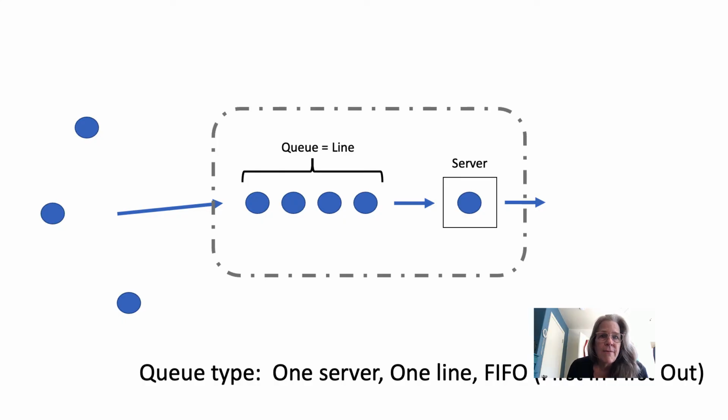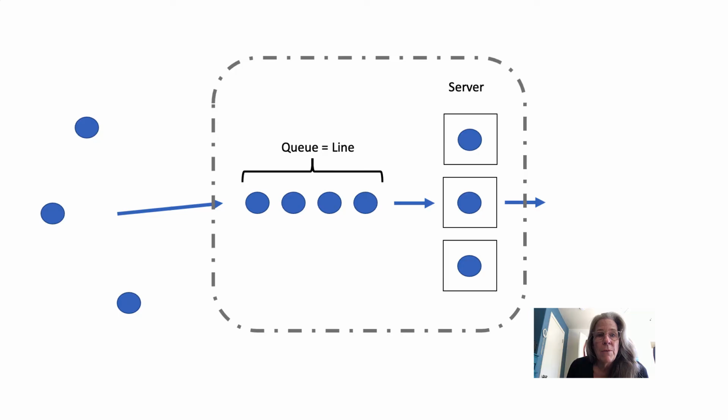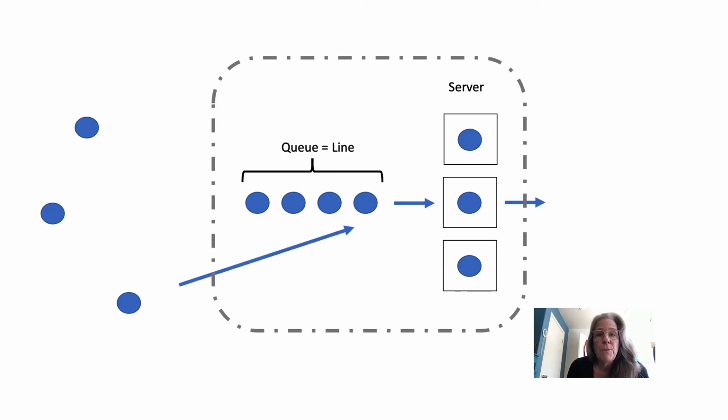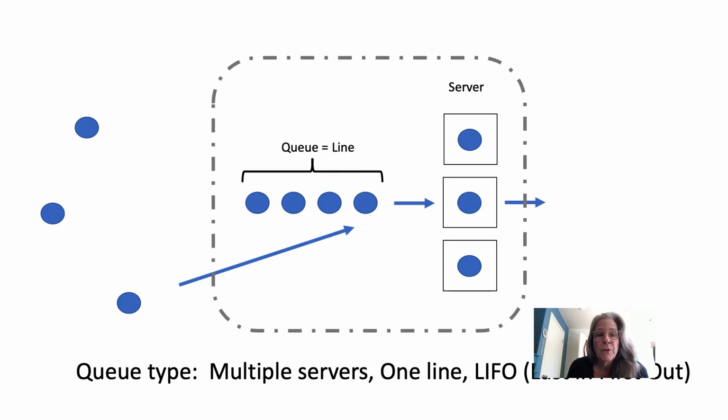Now, there are all kinds of other types of configurations for queuing theory. There could be multiple servers, one line, first in, first out. There could be multiple servers, one line, last in, first out. So instead of going to the end of the line, the next item goes to the front of the line. Now, all of those indicate different kinds of calculation. But the calculations I'm going to talk about right now are for a one server, one line, last in, first out type queue.